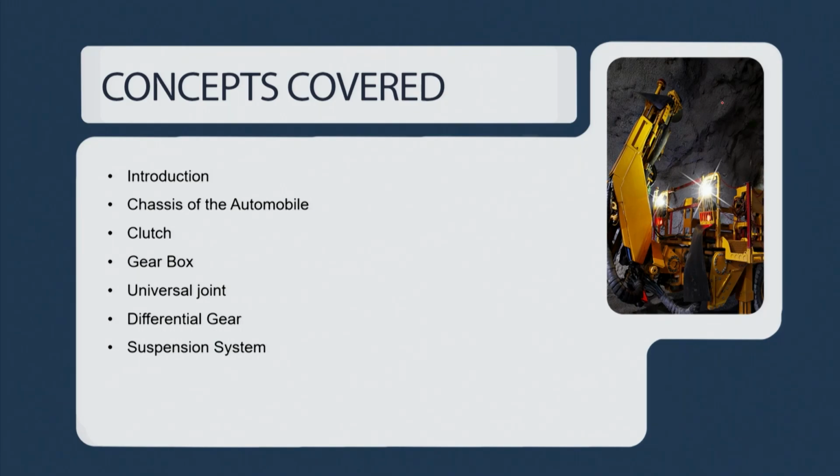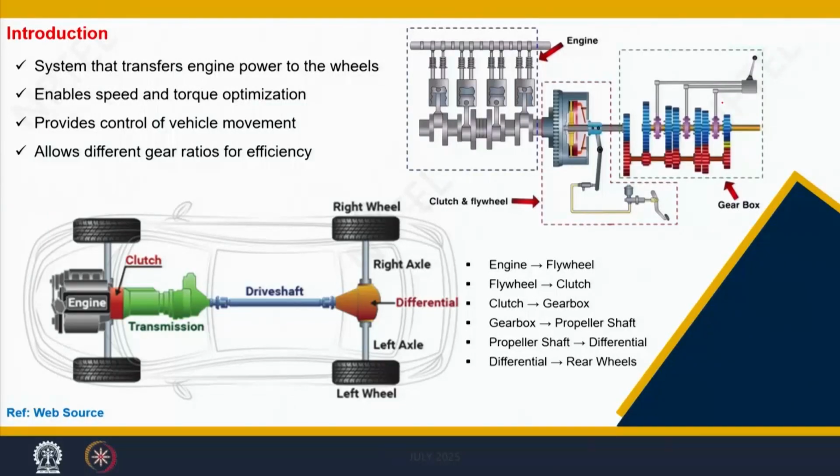Now, the concepts that we have already covered: we have understood the power transmission system. Thereafter, we have understood what the chassis is and the function of the chassis. We then understood the clutch plate and gearbox. We also understood the flywheel. Now, coming to the next component, that is the universal joint, and then we will be discussing the differential gears and the suspension systems in this class.